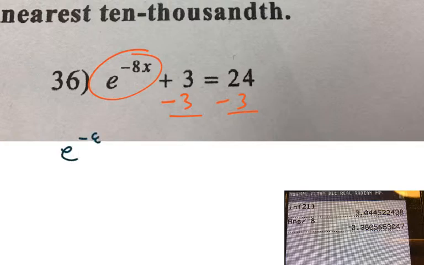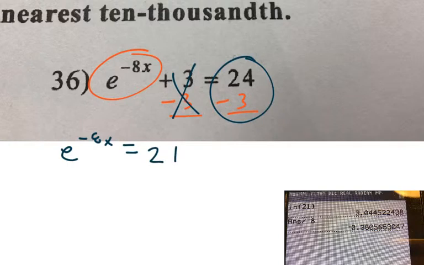So e to the negative 8x now equals, let me just slide this over here a little bit, 24 minus 3, which is 21, right? Now notice that this is an e power. So as I taught you at the beginning of the video, we're going to do a natural log on both sides, because the natural log gets rid of my e base.